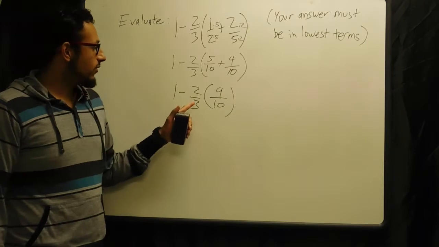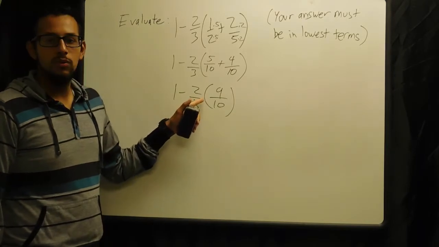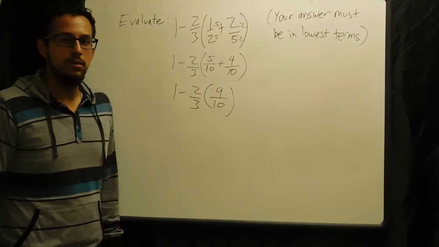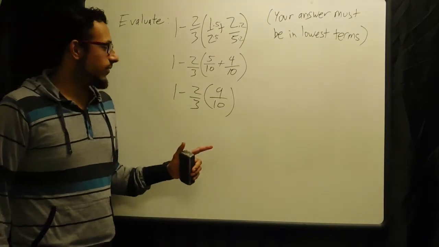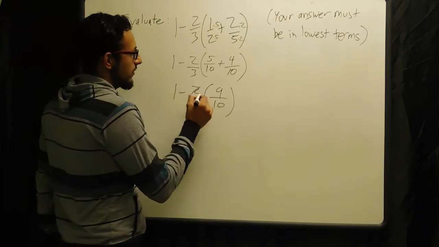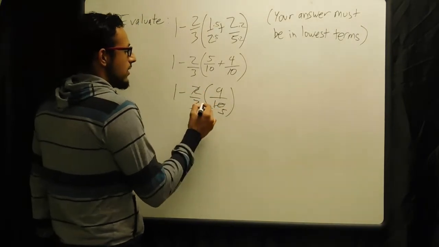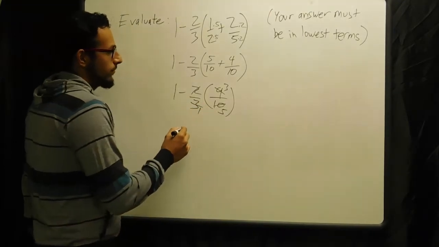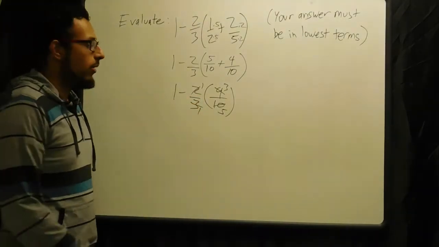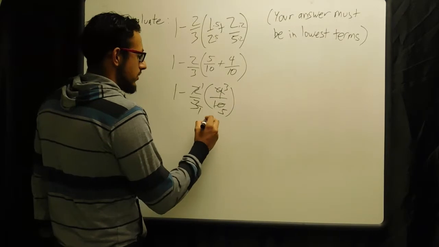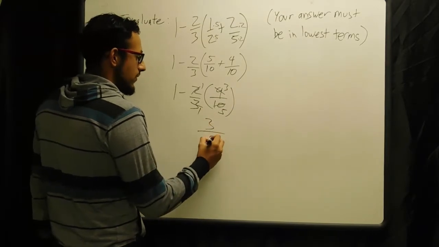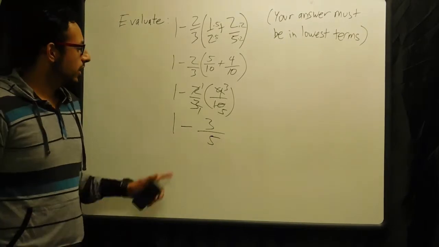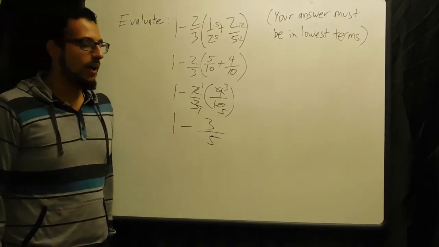So now we're going to have to multiply. Here's multiplication, so we do order of operations first. We multiply 2/3 times 9 over 10. And here we can cross simplify. So 2 goes into 10 5 times. And 3 goes into 9 3 times. So when we multiply, now it's 1 times 3 is 3. 1 times 5 is 5. So now it's 1 minus 3 over 5.